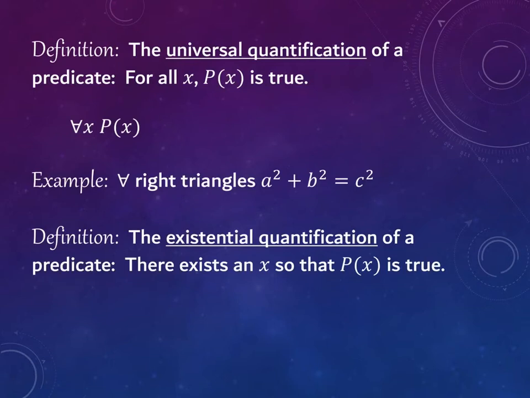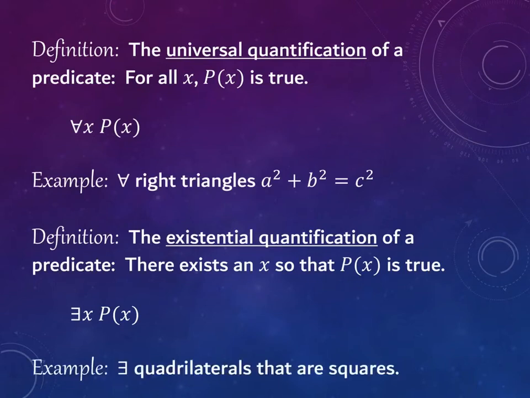Existential quantification of a predicate is that there exists an x so that p of x is true. This is that one time when you fill in the blank. Maybe you did something you're supposed to do, or maybe it was something you weren't supposed to do. There exists a time. It happened at one point. There exists looks like a capital E, the boxy one, backwards. So this is there exists an x so that p of x is true.